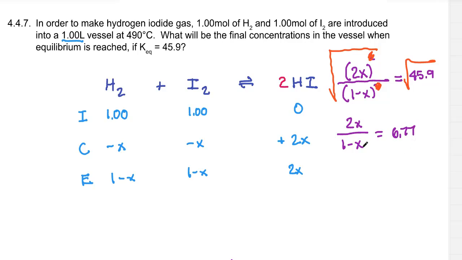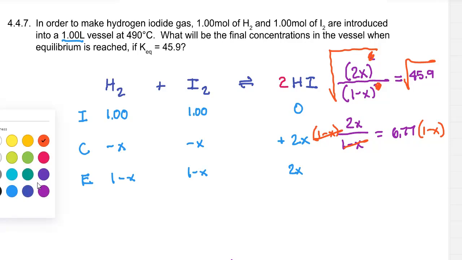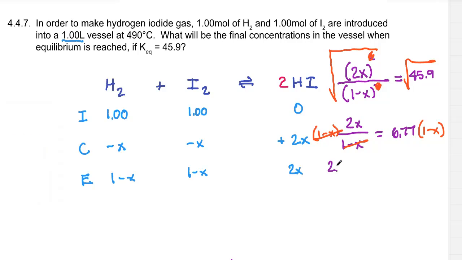Now, we've got an x in the denominator, that's bad, and to get it out of there, I'm going to multiply both sides by 1 minus x. You can't just multiply by x or minus x, you have to do this entire term to get it out cleanly. So we do that. The 1 minus x's cancel. And now we have 2x equals 6.77 times (1 minus x). The 6.77 distributes through the brackets, so it's going to hit the 1 and the negative x. 2x equals 6.77 minus 6.77x.